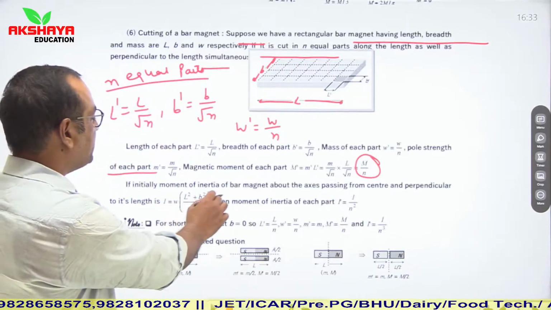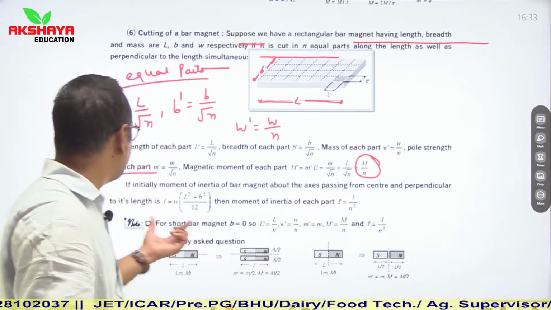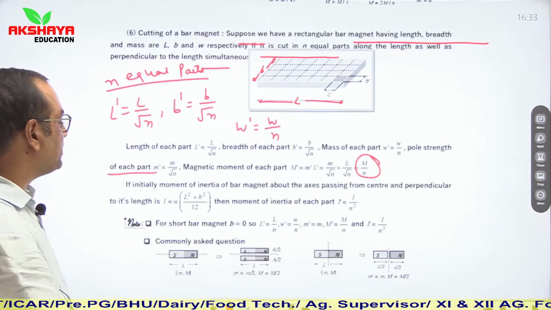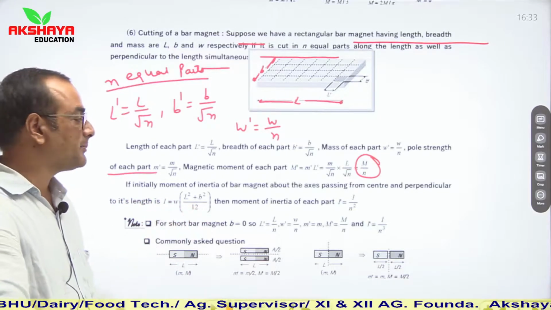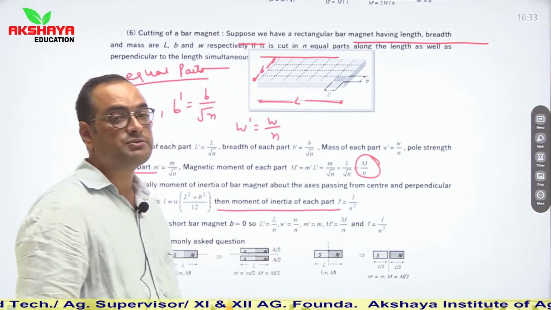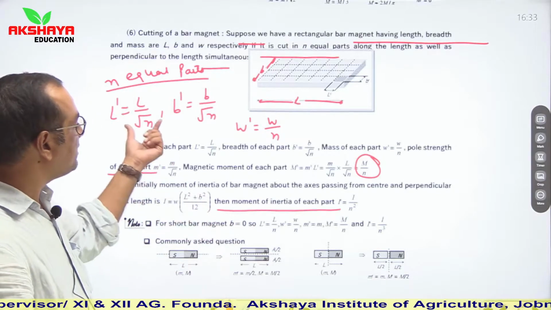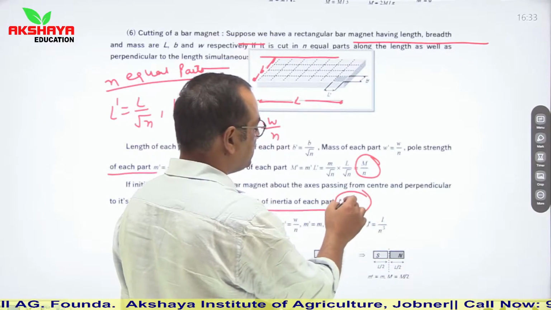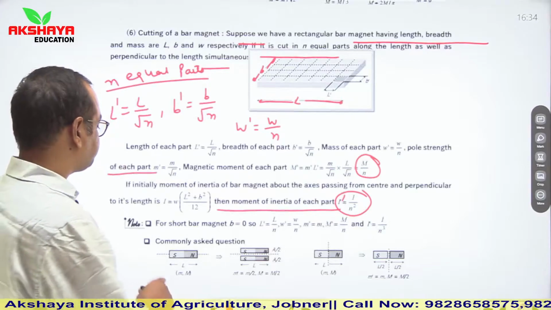If initially the moment of inertia of the bar magnet about the axis passing through the center and perpendicular to its length is m (L square plus B square) upon W, so here mass is taken as W. Then the moment of inertia of each part: in this situation, L square plus B square means it will be 1 upon n square times. So the new moment of inertia I dash is equal to I upon n square.